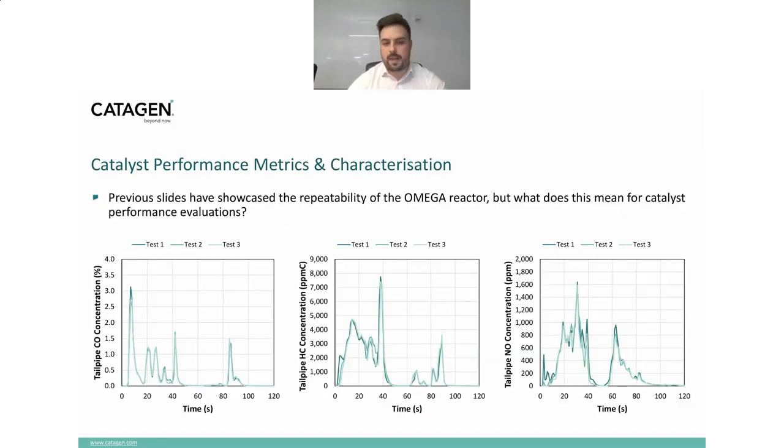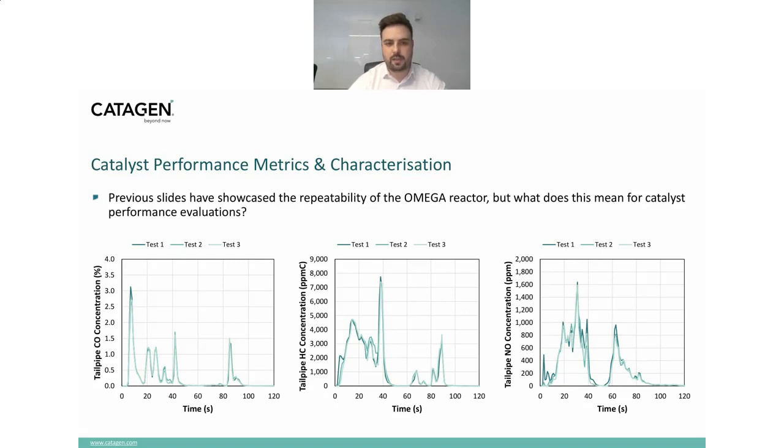So what does this then really mean for our catalyst performance metrics, and what does it mean for catalyst characterization? What can we take away from the actual testing? Because it's one thing to say that we subject a catalyst to a fixed set of inlet conditions, but if we can't actually take any useful output from that, then that test doesn't really add much value.